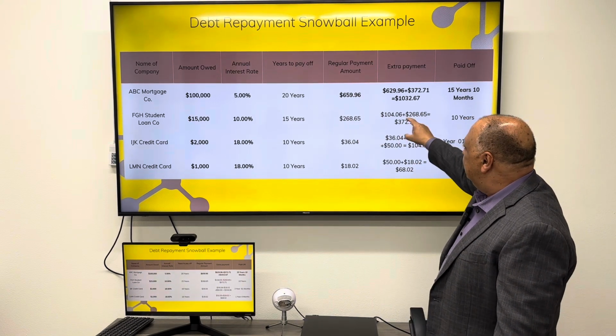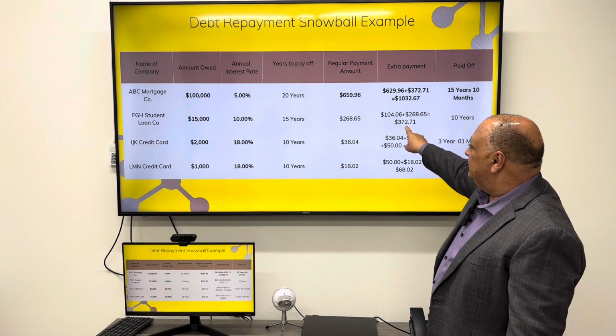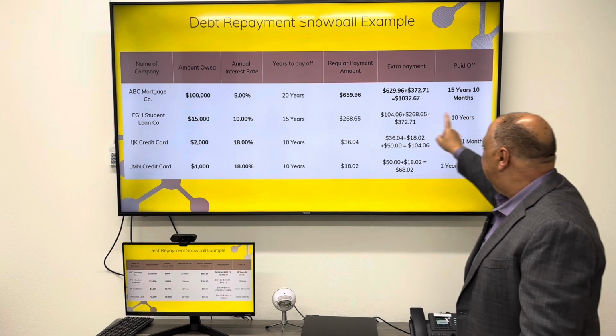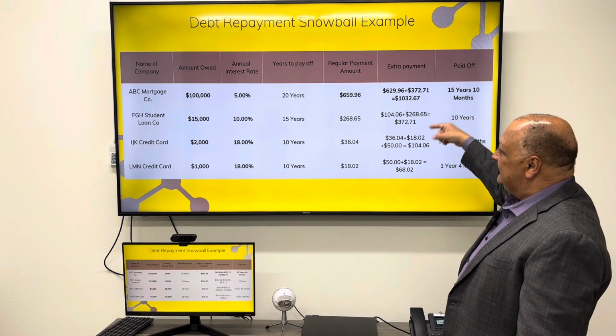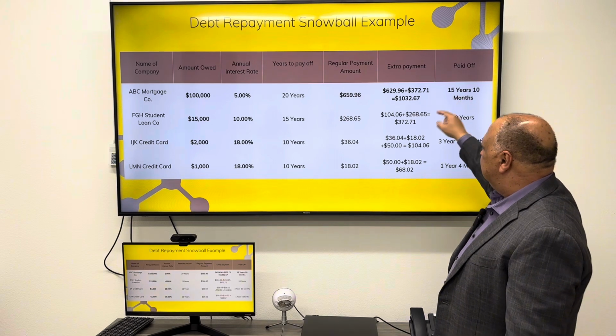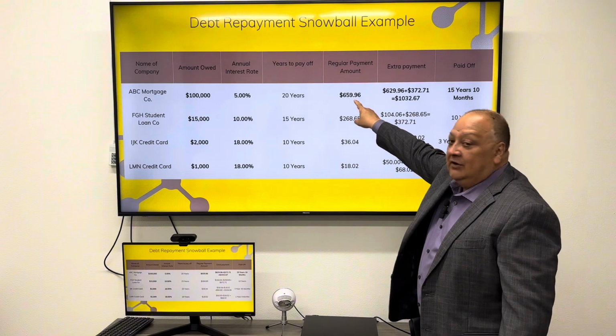Once you pay off these two, right? Then it comes up and now you're going to send in $372 and you're going to take this from being paid in 15 years to 10 years. And the last one then, what you do is now you want to focus in on your house. So now you're going to send in an extra $372 a month here to this 659.